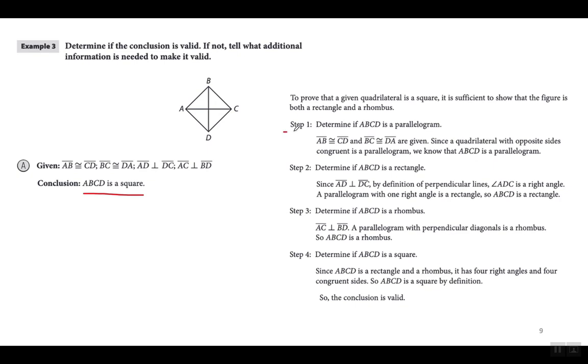All right, so step 1, determine if ABCD is a parallelogram. Since opposite sides are congruent, we know that ABCD is a parallelogram. Since opposite sides are congruent, they're probably all going to be equal, but for now I just put it like that because I don't know that yet, okay?